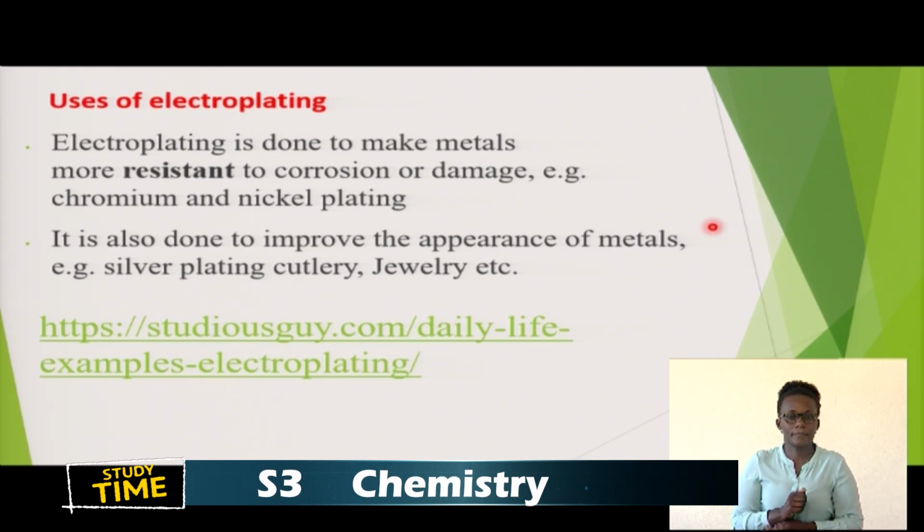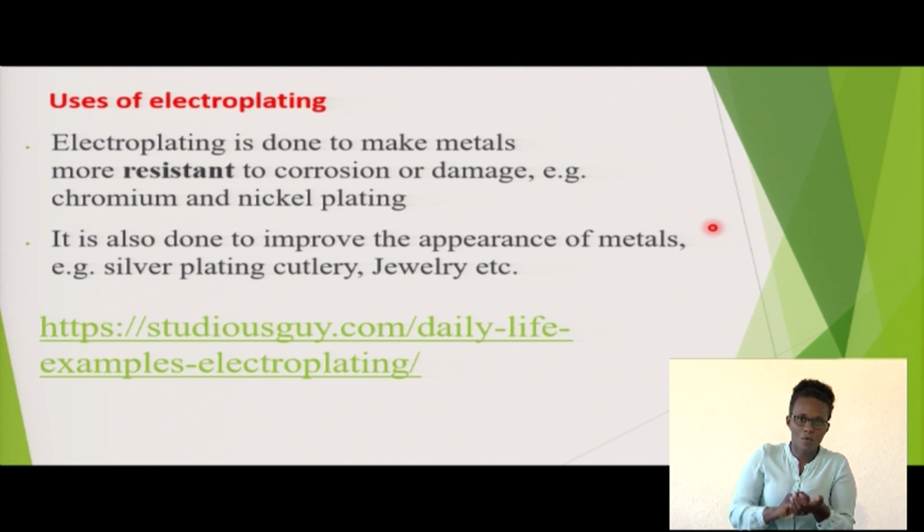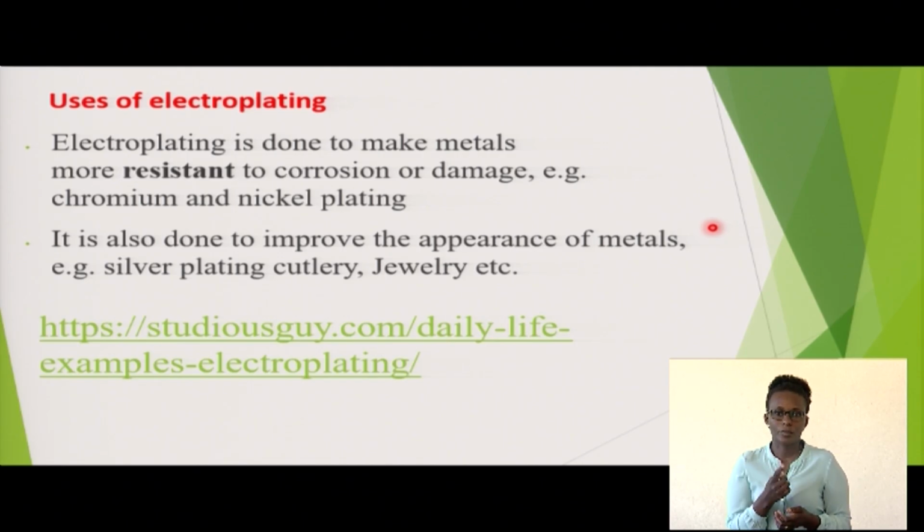Of course, a metal that is coated will appear differently than the metal which is not coated. I've just mentioned silver coating. I've mentioned the gold coating for necklaces. That is for appearance. So what does appearance do? It increases the price of the commodity.